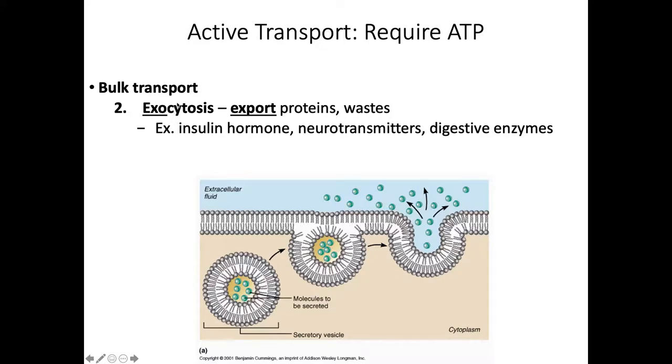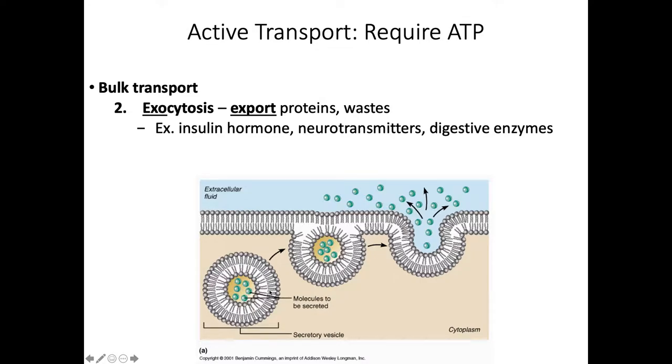The other type of bulk transport is called exocytosis. Exo means to exit, to leave. And then a really good example is when your pancreatic cell has made insulin that needs to be secreted out of the cell. So here you have this secretory vesicle that just came from the Golgi apparatus of your pancreatic cell. And then inside that vesicle, you have insulin.